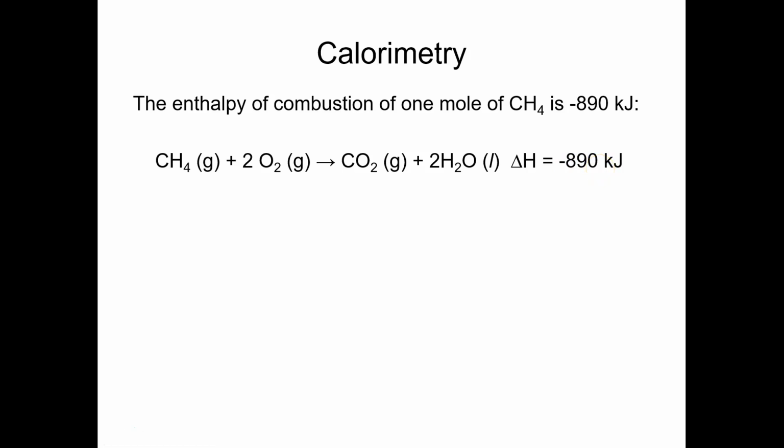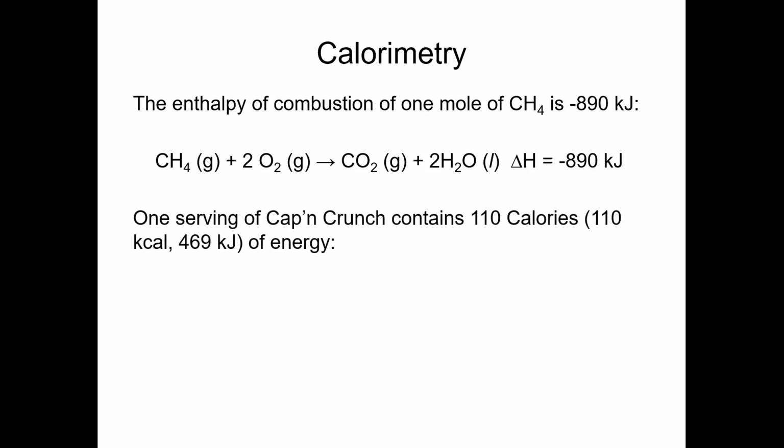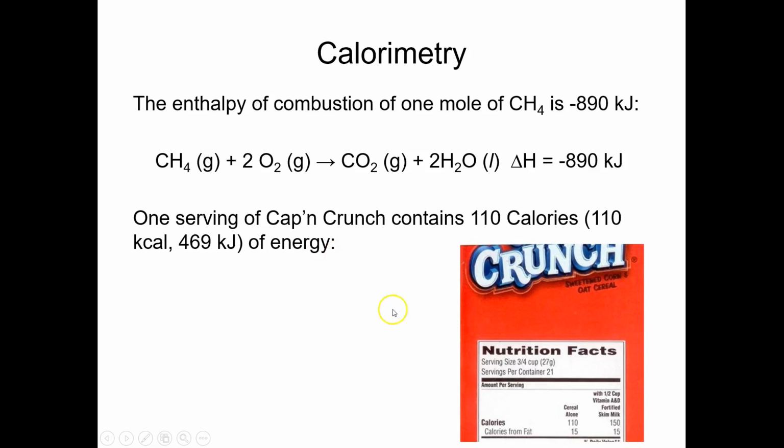Well, there's another set of reactions that we see in the world around us that have specific enthalpies of reaction associated with them, and that would be the nutritional information that you get on the side of your cereal box. So one serving of Captain Crunch contains 110 big C calories, or that would be 110 kilocalories, or 469 kilojoules of energy. And so there you go.